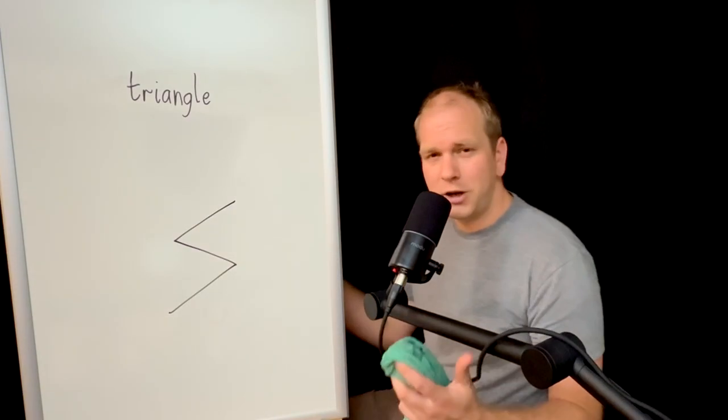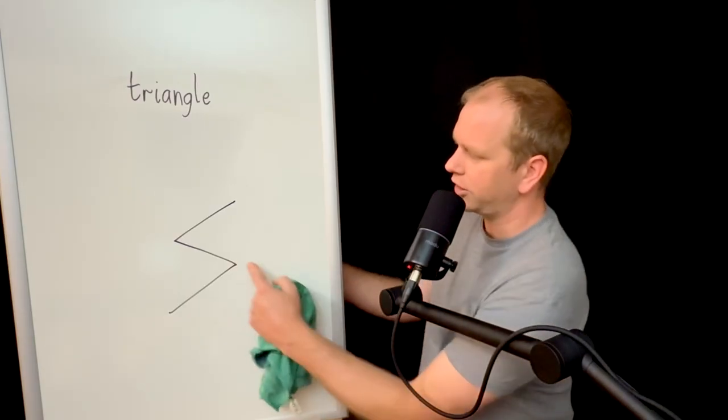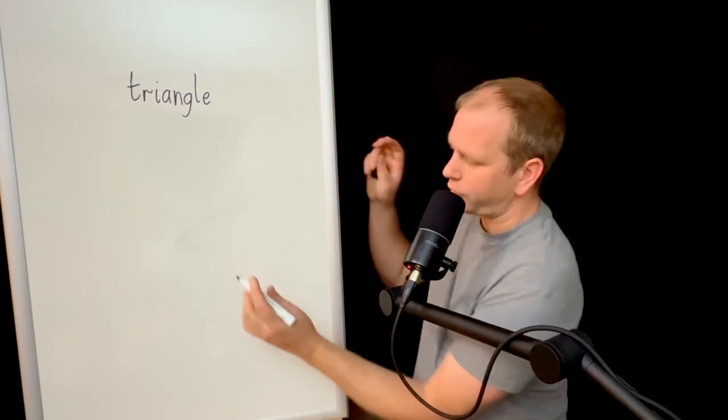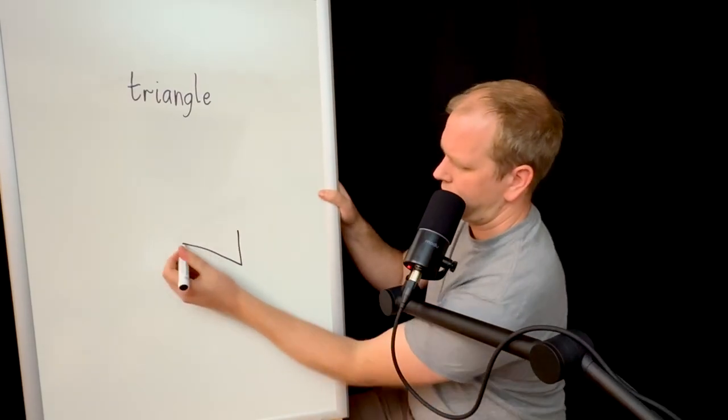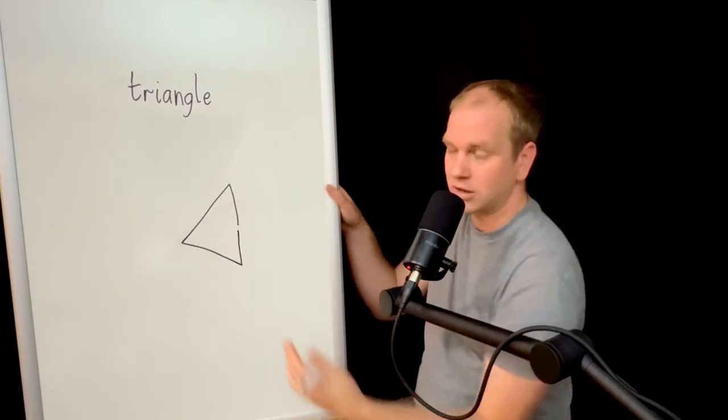And then another group might say, no, but it's got to have 3 corners. You've got to have 3 corners. That's only got 2 corners. And I go, okay, all right. 3 sides, 3 corners. We've got 1, 2, 3 sides and 3 corners. So now I've got a triangle.